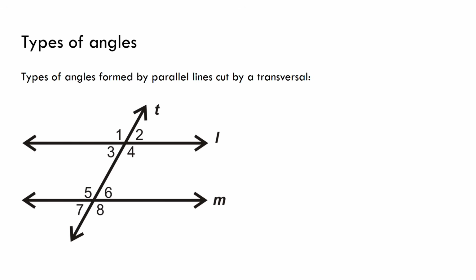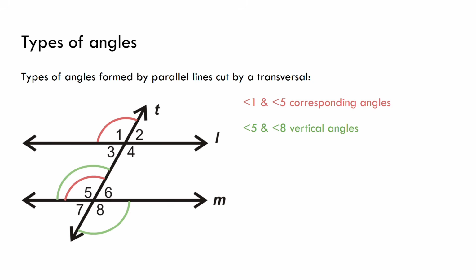The different types of angles that are formed by parallel lines cut by a transversal. 1 and 5 are corresponding angles. 5 and 8 are vertical angles. 6 and 4 are consecutive angles. 7 and 8 are supplementary angles.